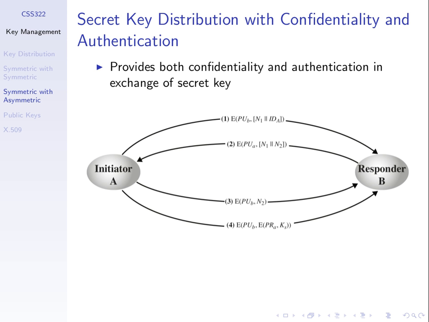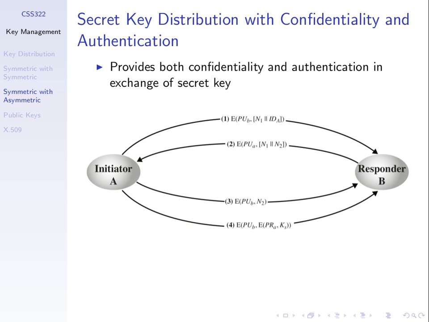Let's give another example. If user A sends the first message, user B responds, and that response is intercepted by a malicious user, what can they do? If the malicious user intercepts message 2, they cannot decrypt. Therefore, they cannot find out N2. Therefore, they cannot respond with message 3. And then, B will discover something's gone wrong.